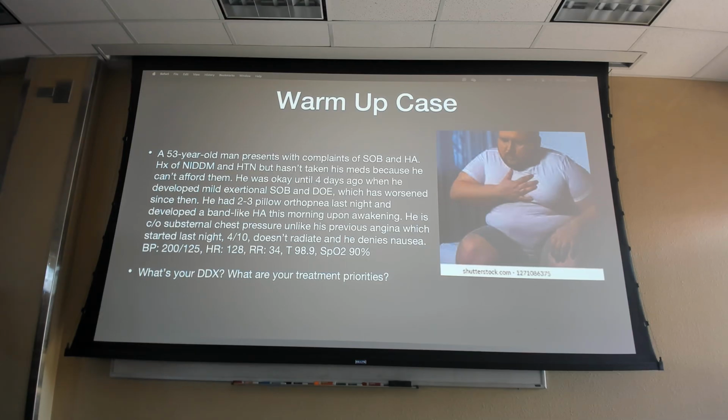I know. Okay. He was okay until about 4 days ago. He developed mild exertional shortness of breath, dyspnea on exertion, and it's worsened since then. He's had 2 to 3 pillow orthopnea last night and developed a band-like headache this morning. He's complained of substernal chest pressure, unlike his previous angina, so not like his prior heart attack. It started last night. He rates it as a 4 out of 10. It does not radiate. He does not have nausea or vomiting. That's his blood pressure, heart rate, saturations, and temperature.